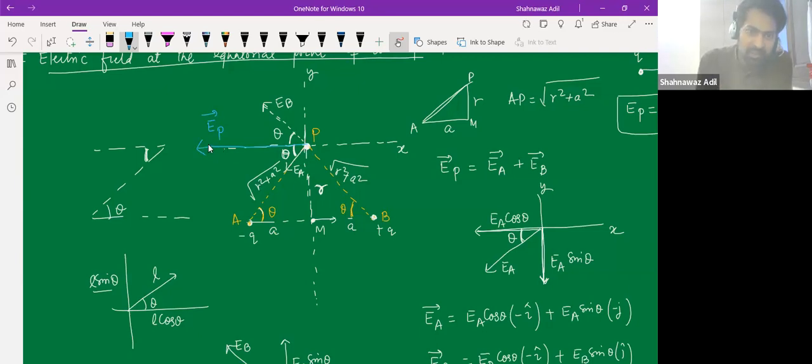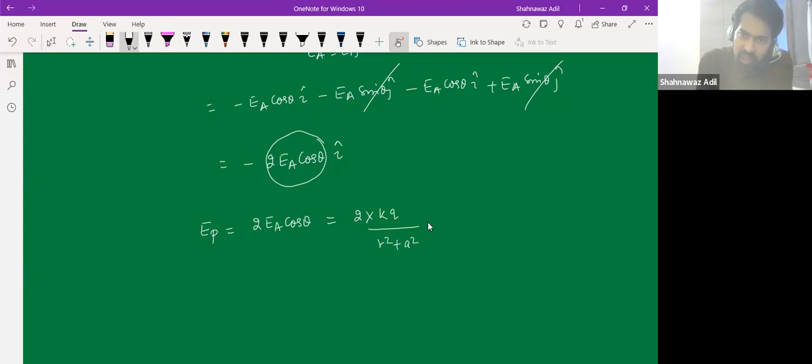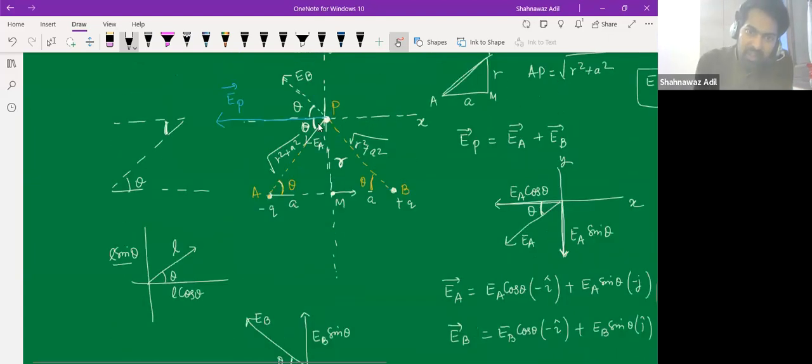Right, guys? Yes, sir. Okay, so the magnitude of EB we have got is 2EA cos theta, right? EA we know is KQ by R square plus A square. And what about cos theta? So if I calculate cos theta from here, from this triangle, what would be cos theta?